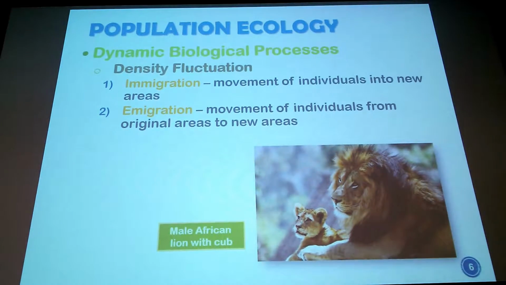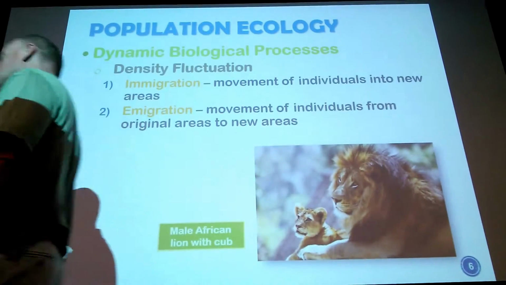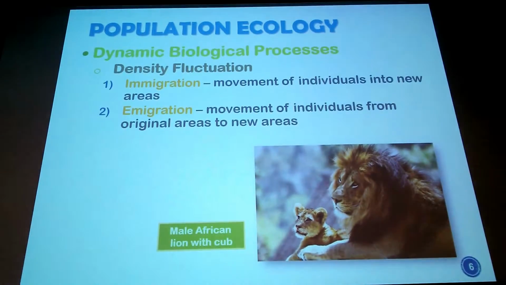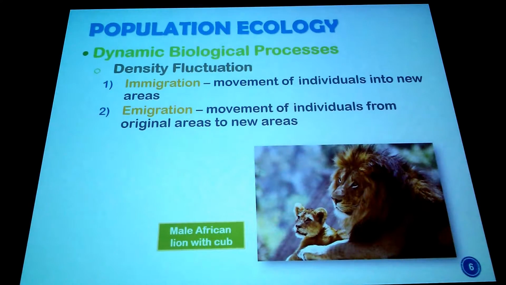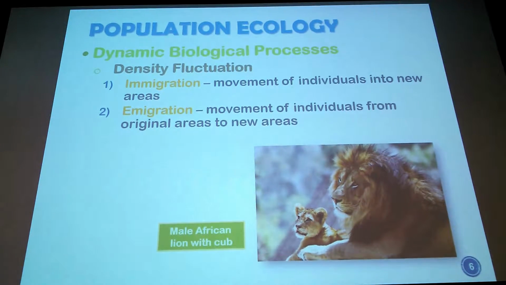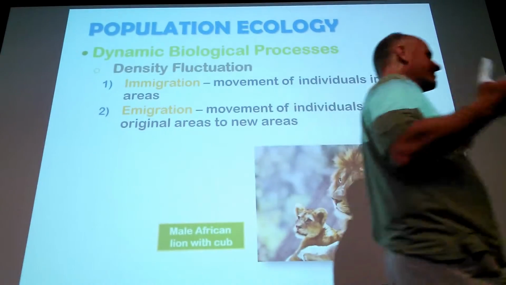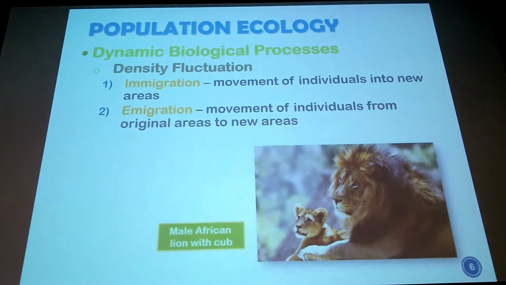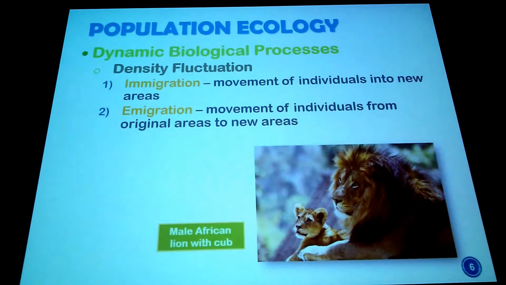Density fluctuation. Why do some populations increase or decrease? What we're talking about is immigration and emigration. I know, it sounds the same. Basically pronounced the same. Let's spell it. Immigration, the first one, is movement of individuals into new areas, where they immigrate from one area into the new area. We've talked about immigration in this country. It's getting to be a bigger and bigger topic. This is the one you usually hear about. Emigration, movement of individuals from original areas to new areas. So immigration is coming in, emigration is leaving.